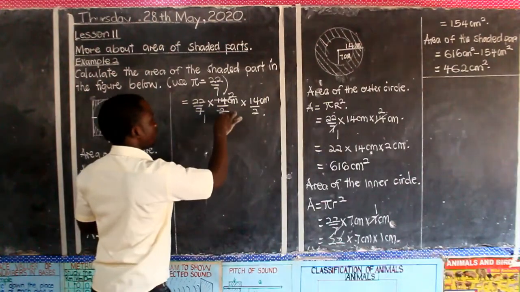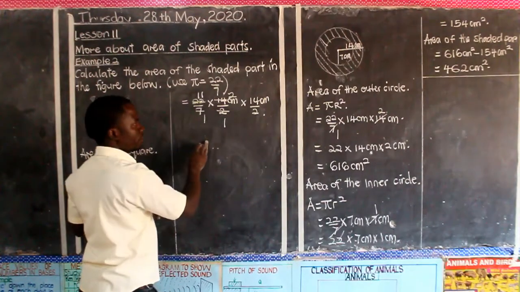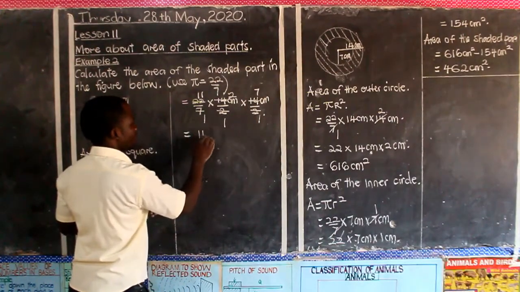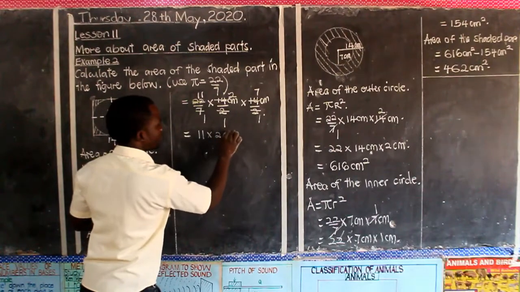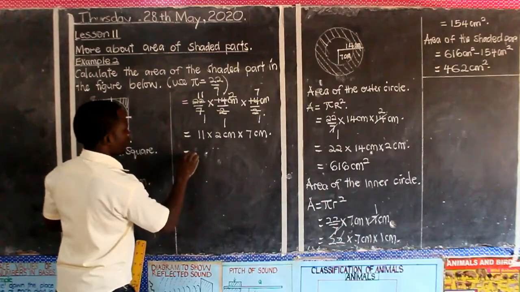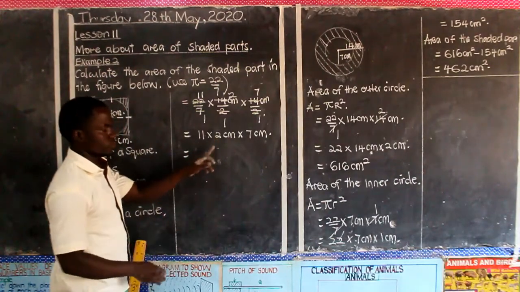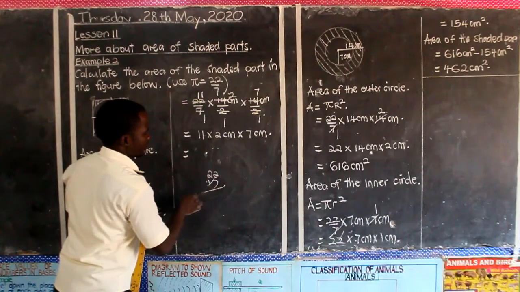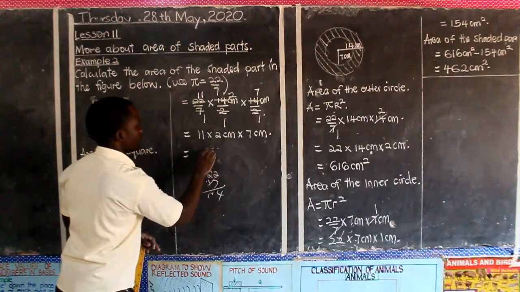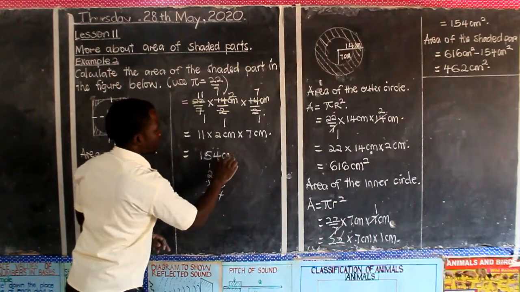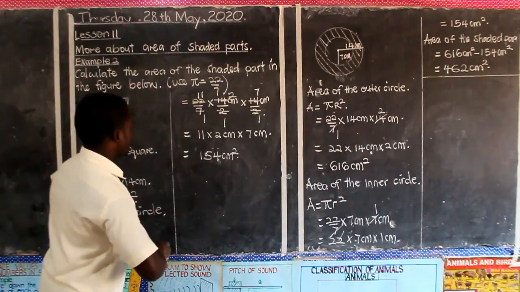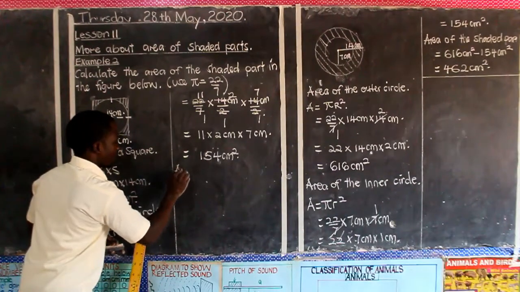7 once by 7, we shall have 2. By 2 once by 2, 11. By 2 once by 2, 7. So this is 11 times 2 centimeters times 7 centimeters. So 11 times 2 is 22. And 22 times 7, we shall have 154 square centimeters.